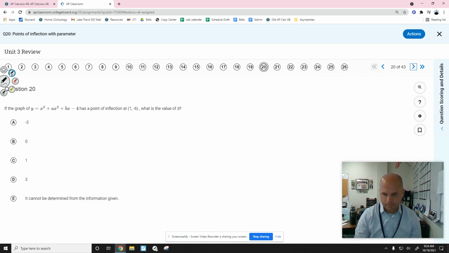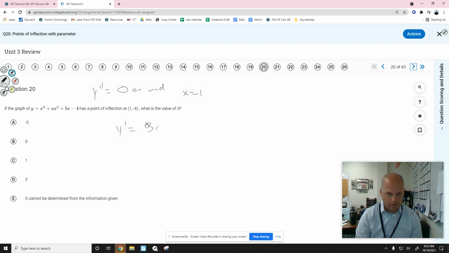Oh, great question. This function has a point of inflection at (1, -6). What is the value of b? So the point of inflection has got to occur where the second derivative's zeros or undefined. I'm told that when x is 1, the second derivative has got to equal 0. Okay, let's see what happens.